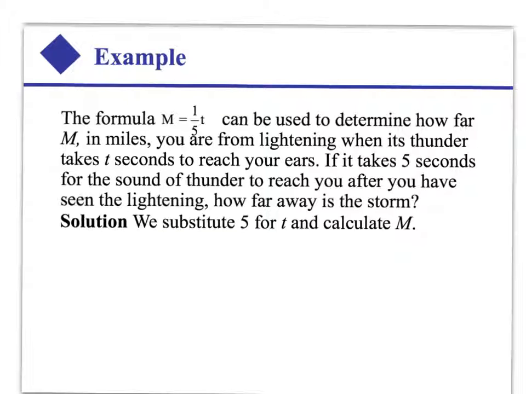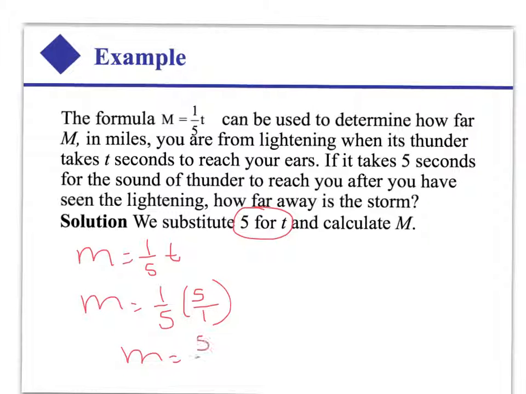So to make this work out, the formula is m equals 1/5 times t. And so now we're going to substitute 5 in for t. So m equals 1/5 times 5 over 1, because we're plugging 5 in for t. So m equals 5 over 5, which simply is 1. So our storm is exactly 1 mile away based on this formula.